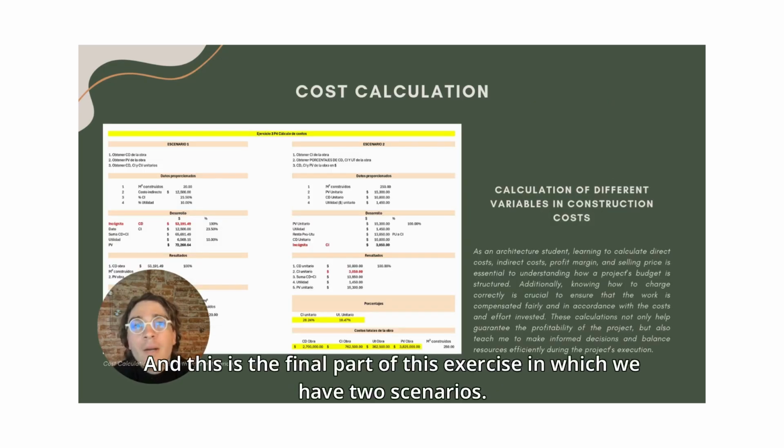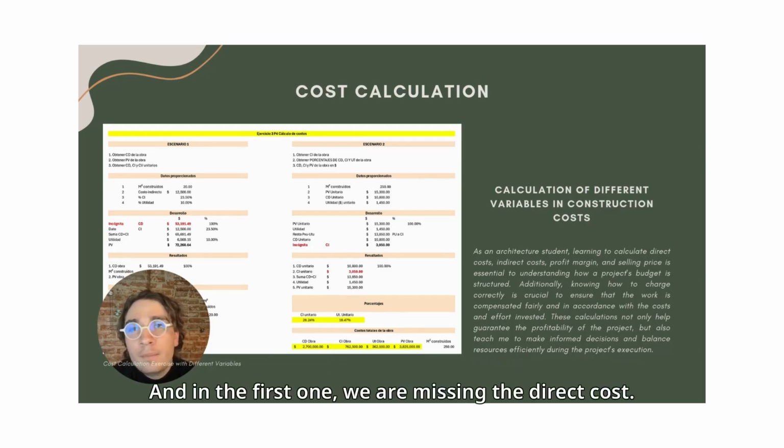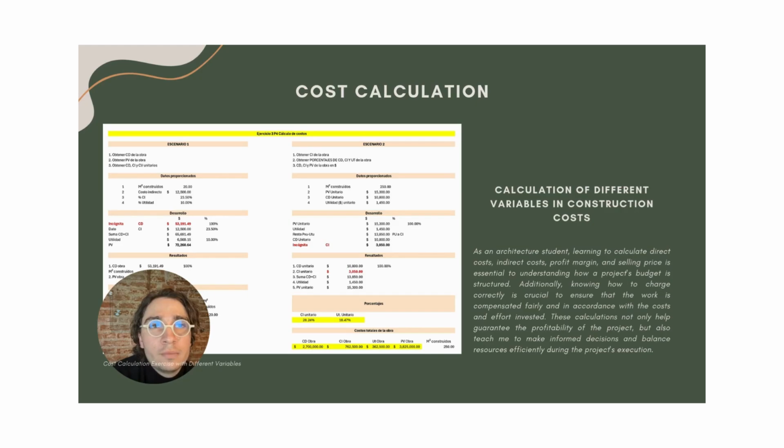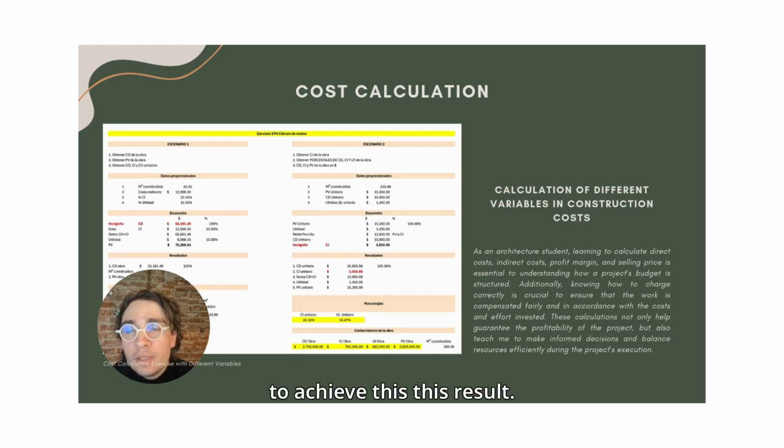And this is the final part of this exercise in which we have two scenarios. In the first one, we are missing the direct cost. And in the second one, we are missing the indirect cost, in which we have to make a rule of three. This in order to achieve these results.